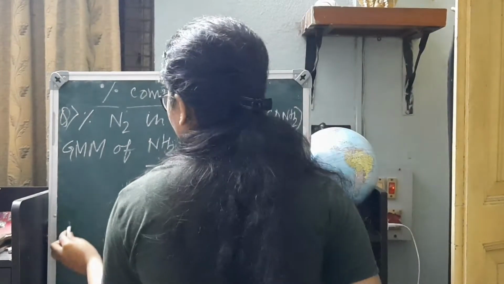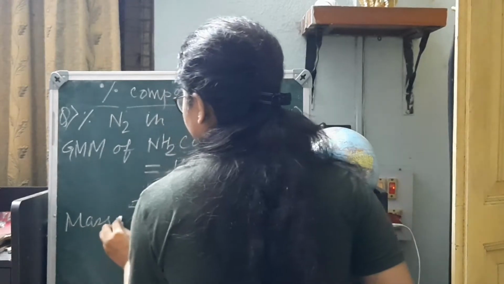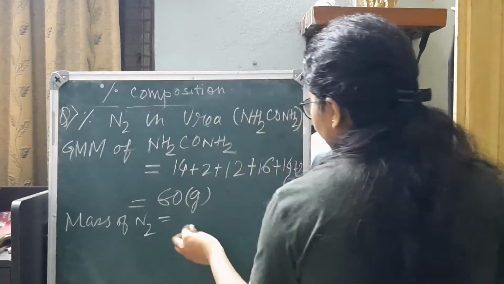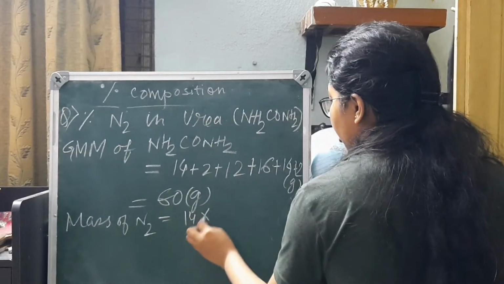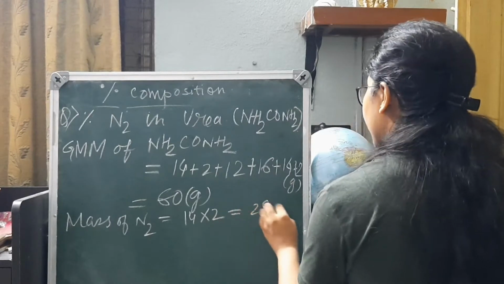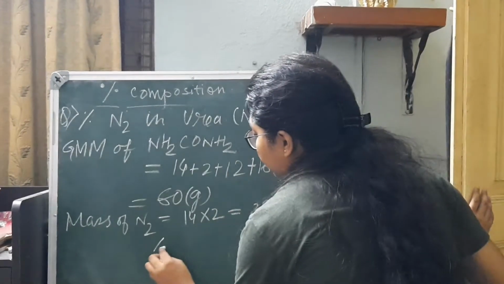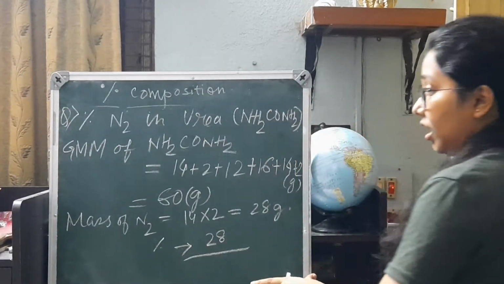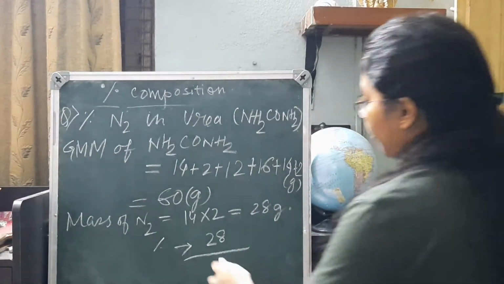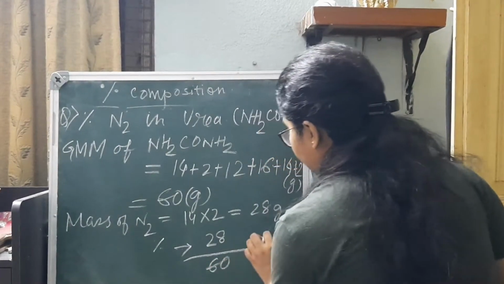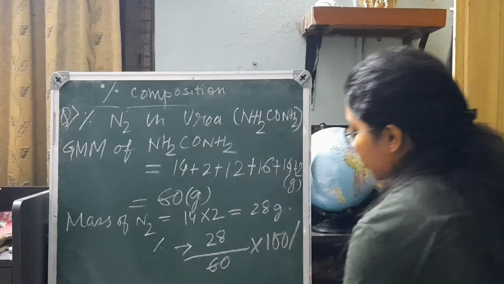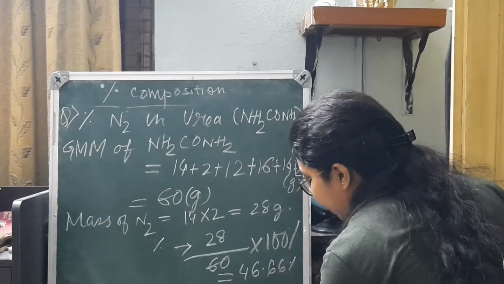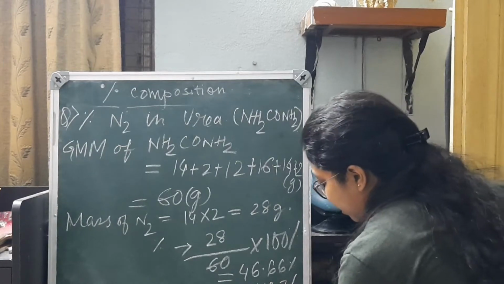Now the mass of nitrogen, because there are two nitrogen atoms, will become 14 into 2, that is 28 grams. So the percentage composition is mass of nitrogen by mass of the compound into 100. You will always have to write the formula and then substitute the values in the formula. So 28 by 60 into 100%. This value comes out as 46.66%, or approximately 46.7%.